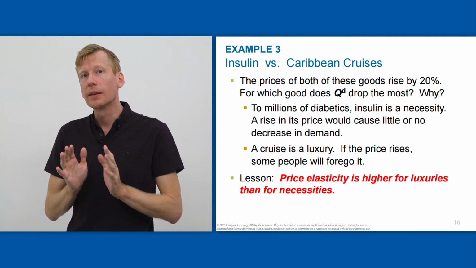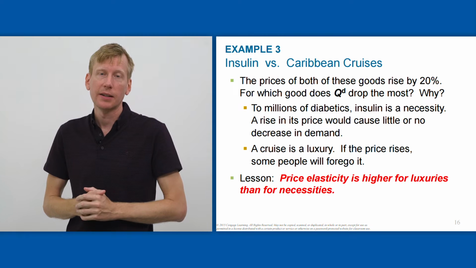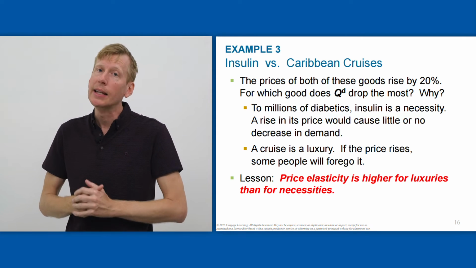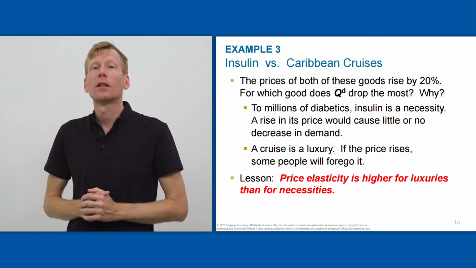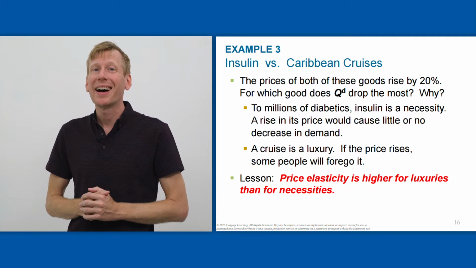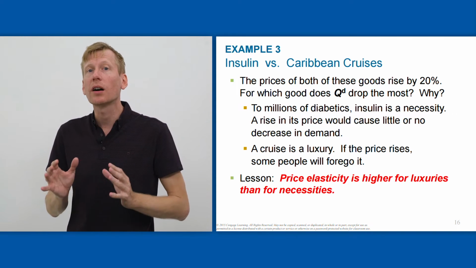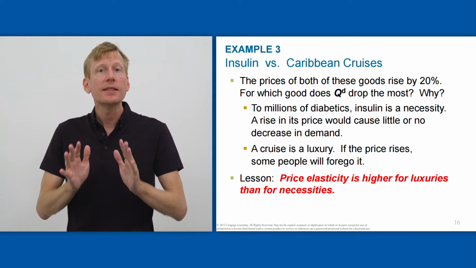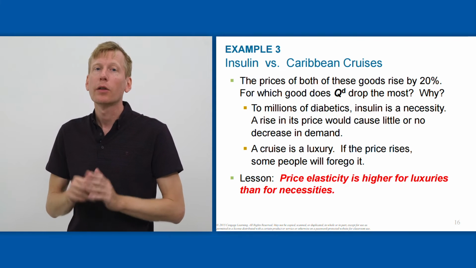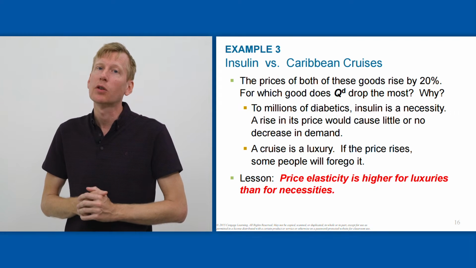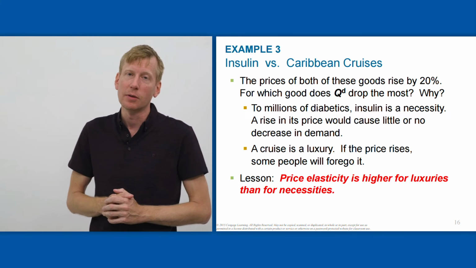In general, we would say that goods which are luxuries, that is to say, goods that are not needed, all else equal, will have high price elasticities of demand. On the other hand, the goods which are necessary, where insulin is an extreme case, would tend, all else equal, to have quite low elasticities of demand.